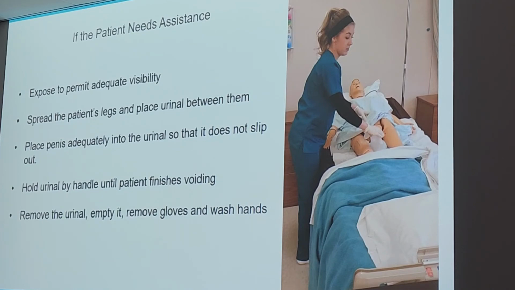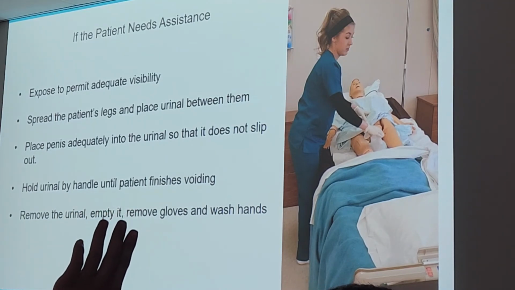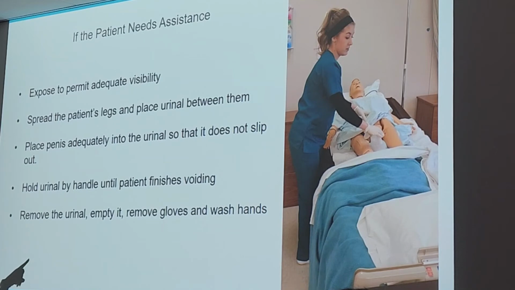That kind of brings me to another point. So these types of urinals are only used for males. Even if they look like a female patient and they still have that urinal, you should still treat it as a male. Nowadays you got to be careful.